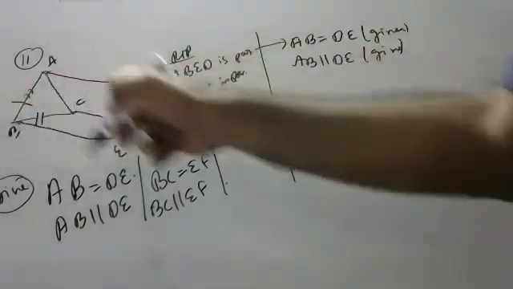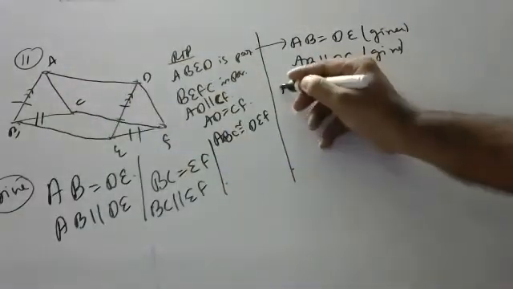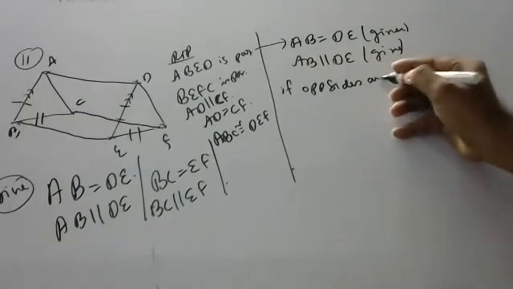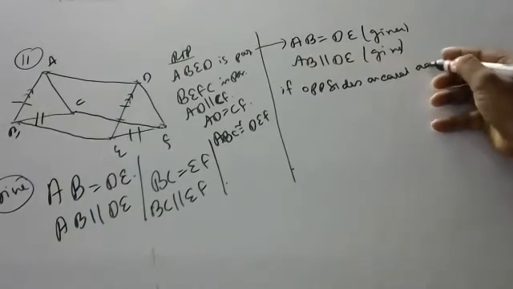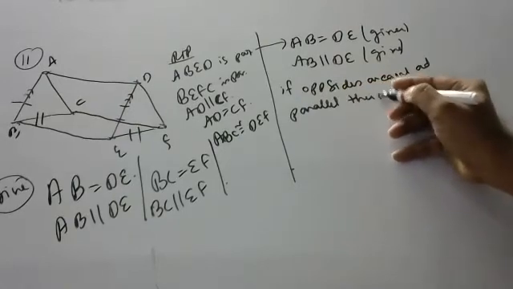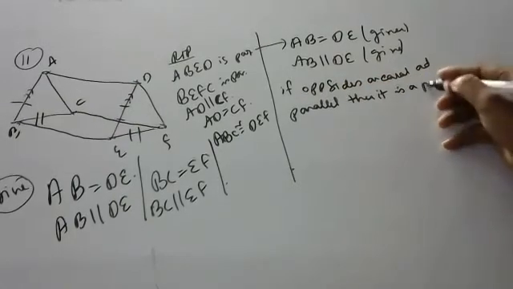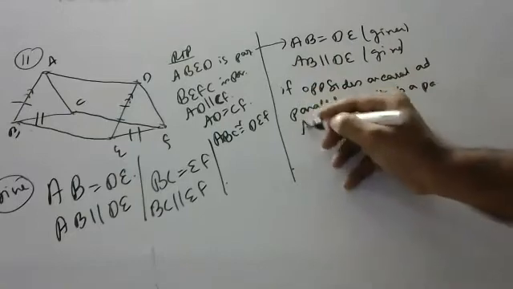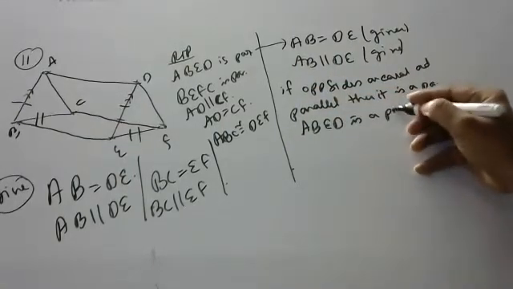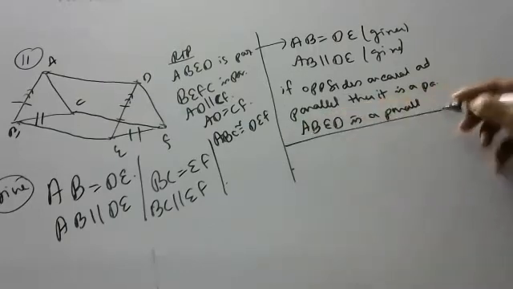If opposite sides are equal and parallel, then it is a parallelogram. Directly we can say, then it is a parallelogram. That's all. You need not prove anything. So ABED is a parallelogram. First proof is over. No need to do anything, children.